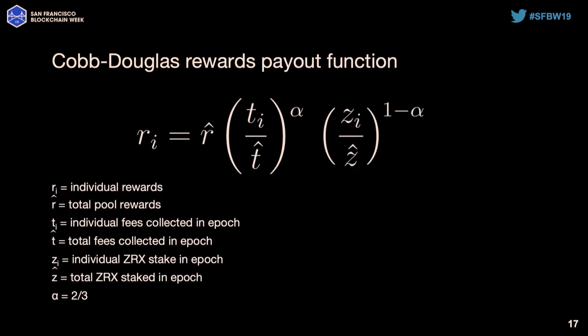This is the rewards payout function. If you're interested in learning more about why we chose the Cobb-Douglas production function, we have a white paper out. I'll throw up some links at the end of this presentation. I think the most important parameter to look at here is alpha. Alpha is a weighting towards either providing liquidity or towards the amount of ZRX staked. Initially, the alpha value will be set to 2/3, which represents a higher weighting towards providing liquidity.